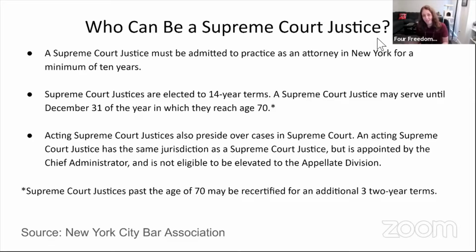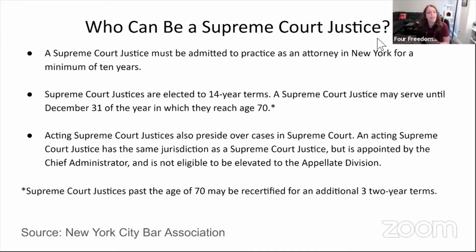Obviously, Manhattan has a very big caseload, and we just don't have enough Supreme Court justices to handle them all. So the chief administrator has the power to appoint certain civil court judges to the role of acting Supreme Court justice. They preside over cases in Supreme Court. They get one clerk instead of two, I believe. That's one of the main differences between an acting Supreme Court justice versus an elected Supreme Court justice.